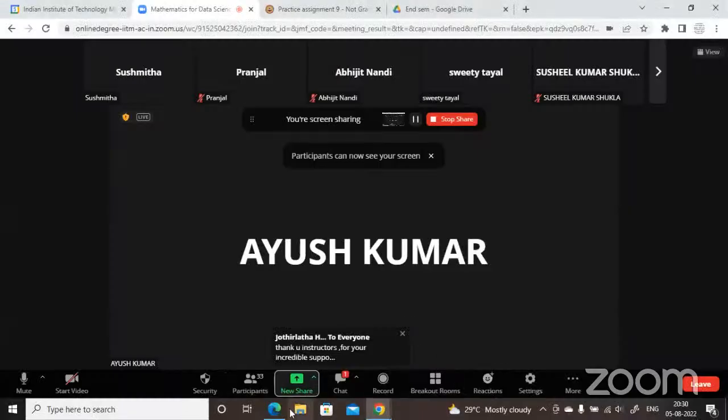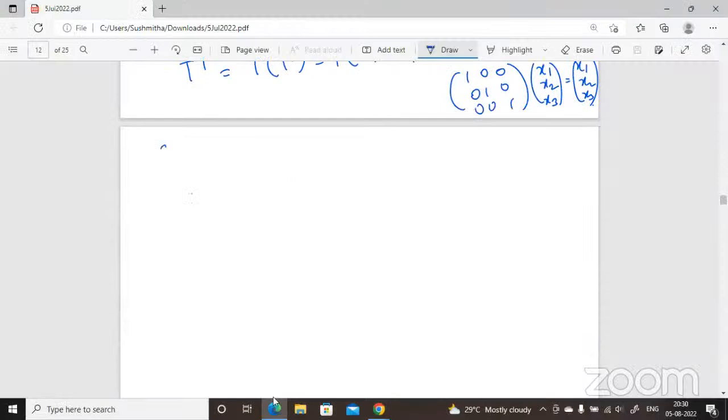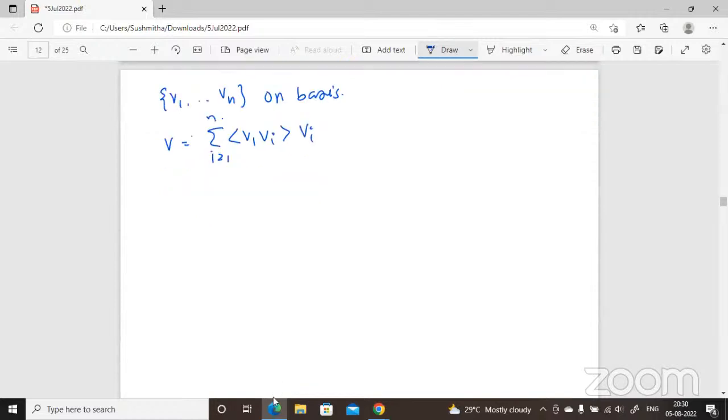Okay, one second. So you have an orthonormal basis, right? Yes, ma'am. And you're saying any vector v can be written as this, <v, vi> vi. Yes, like that.